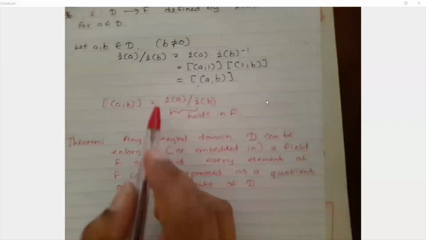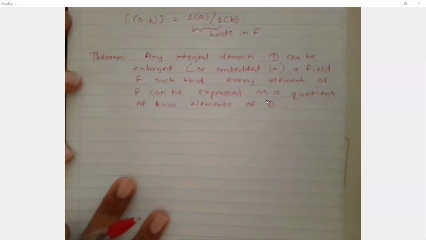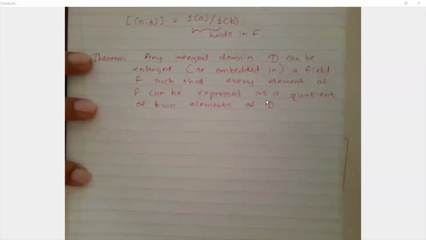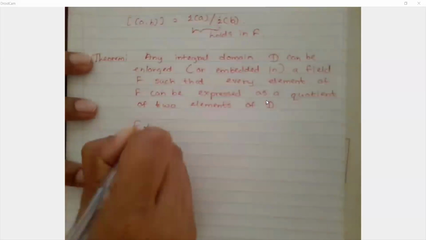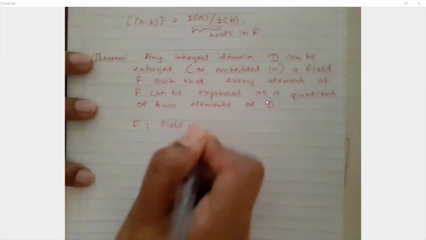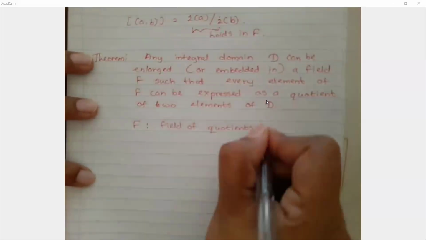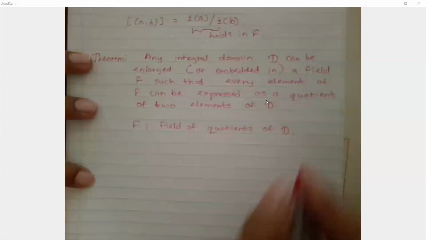Now, this I of A and I of B, remember from this theorem, we proved that this D is actually embedded in F. And we say that F is the field of quotients of D.